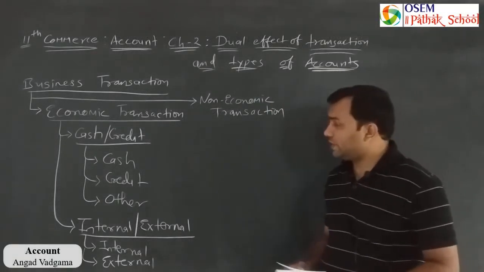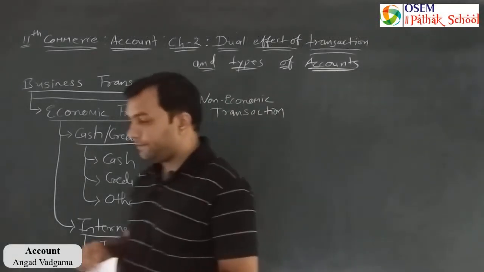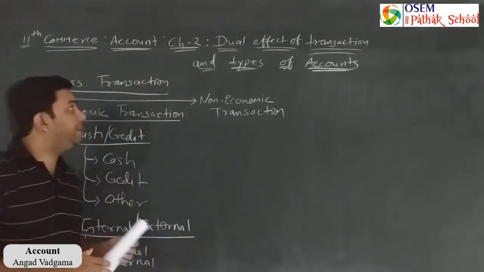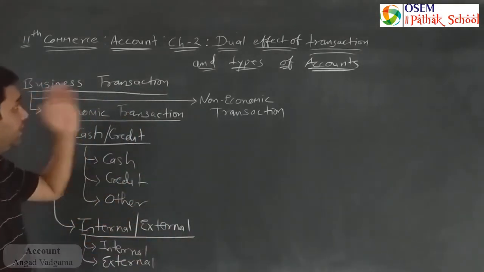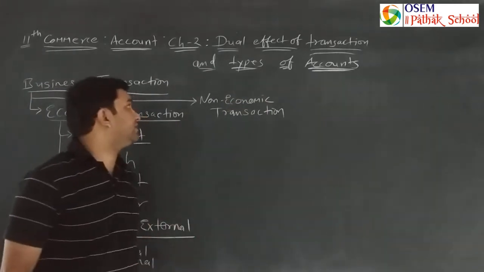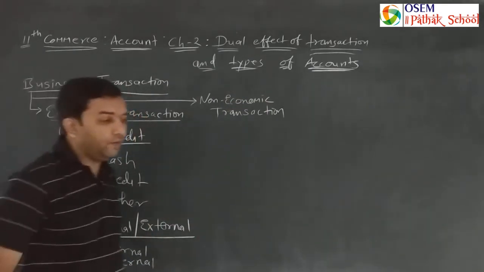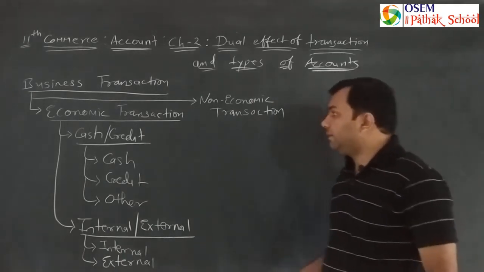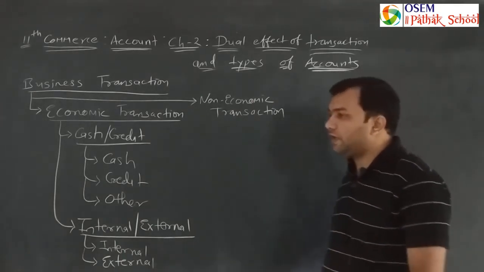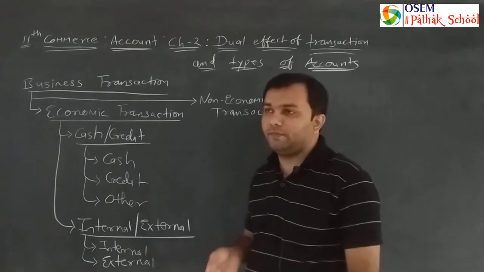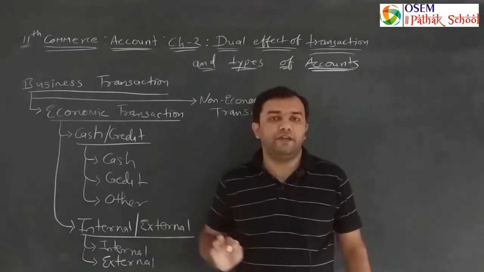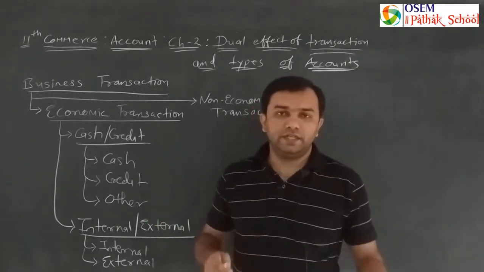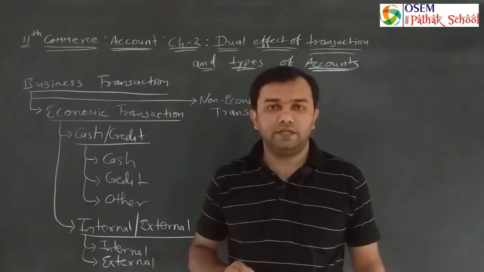Today we are going to start the next chapter of our standard 11 accounts, that is, dual effect of transaction and types of accounts. In the previous chapter we have already learned the basic terminology of accounts, and you have to memorize and revise and revise and revise. There is no other solution for that particular topic.